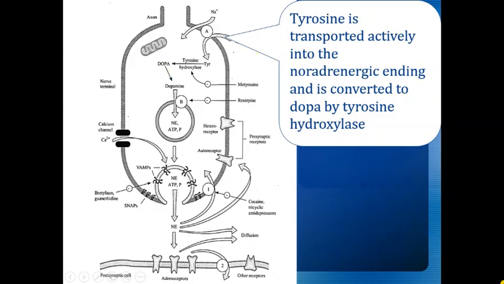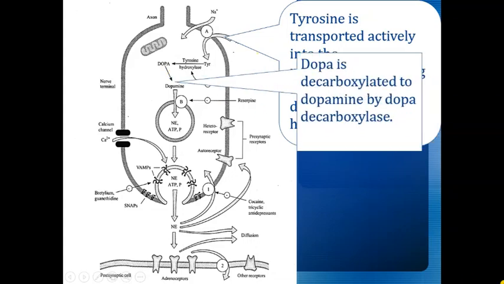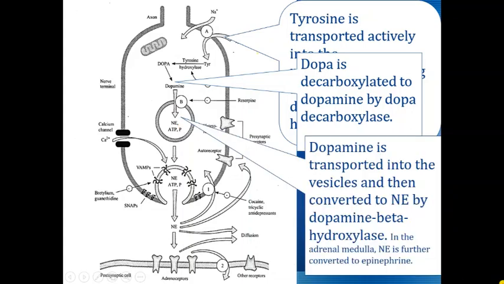Now this DOPA is converted into dopamine by the enzyme DOPA decarboxylase. Here the DOPA decarboxylase enzyme acts and converts the DOPA into dopamine. This dopamine is transported into the vesicle, where it is converted into norepinephrine. The conversion of dopamine into norepinephrine is carried out by the enzyme dopamine beta hydroxylase. Most regions of the adrenergic nervous system have norepinephrine as the neurotransmitter. But in the adrenal medulla, this norepinephrine is further converted into epinephrine, which is the major neurotransmitter in the adrenal medulla.